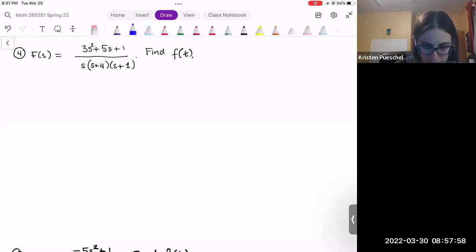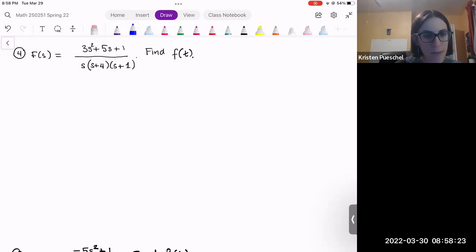Okay, let's try a couple more examples. So here we've got f of s. Our denominator is already factored for us. We see that we've got 3 terms in it. So because it's in this factored format, we're going to find the partial fraction decomposition and then take the inverse Laplace transform of each of these pieces.